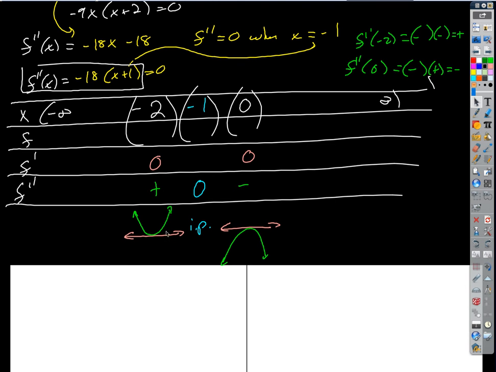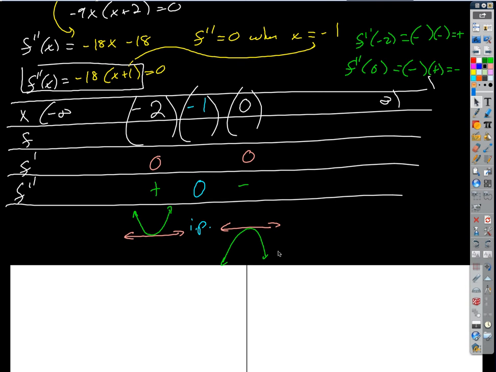If I have a horizontal tangent and it's concave up, then the only thing that could possibly be is a relative minimum, right? So if we have a horizontal tangent, so a 0 first derivative and a negative second derivative, then that has to be a maximum, doesn't it?